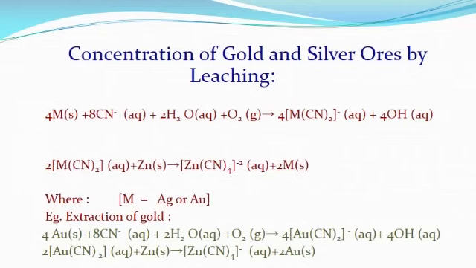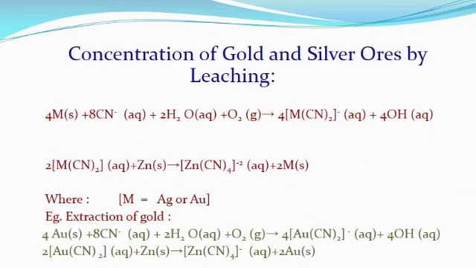Metals like gold and silver can also be concentrated by using leaching. We know gold and silver are present in the earth's crust in free state. But at the time of mining, gold and silver can also be contaminated with impurities. So these impurities can be removed by using a chemical process. The whole chemical process is explained here by using some equations.